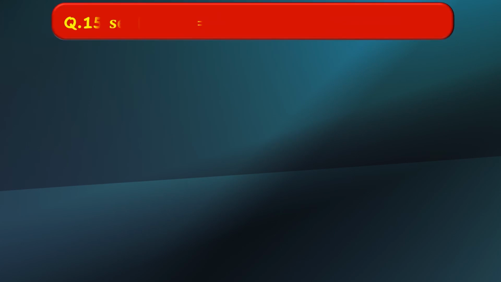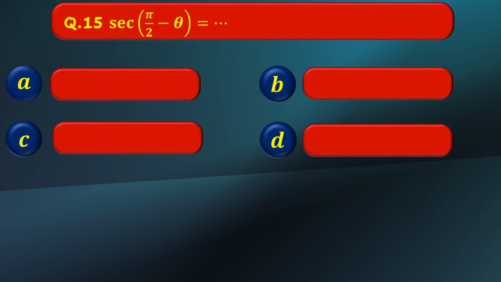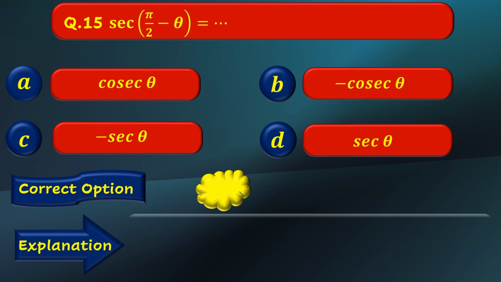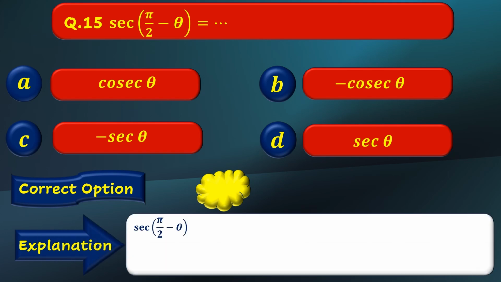Question number 15. Secant pi by 2 minus theta is equal to, and the options are, let's find out which one is the correct option. But before that, let's explain it. We are given secant pi by 2 minus theta. It can be written as secant 1 into pi by 2, that is, secant 1 into 90 degrees minus theta.